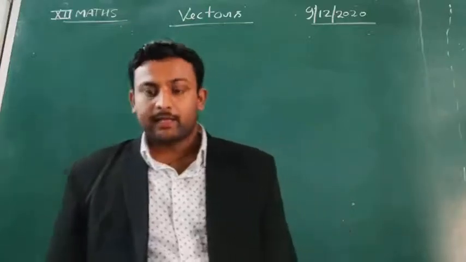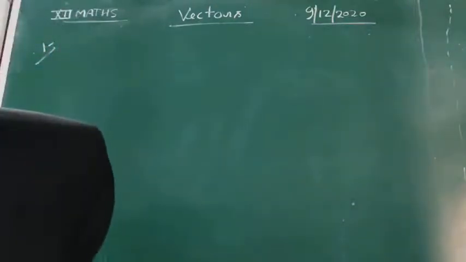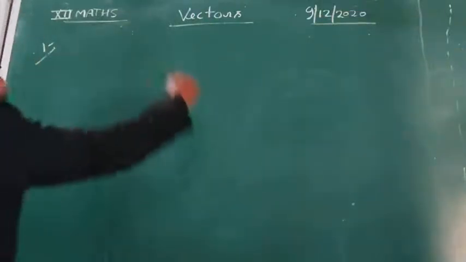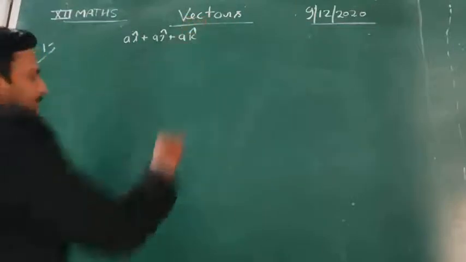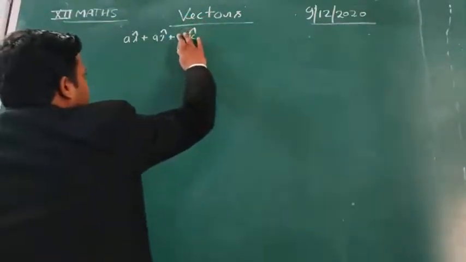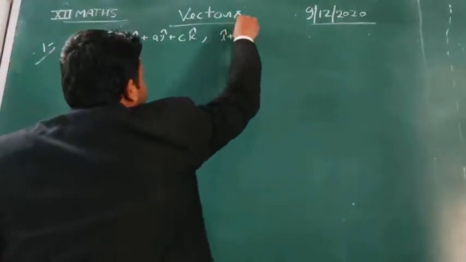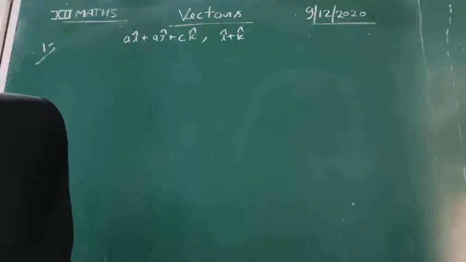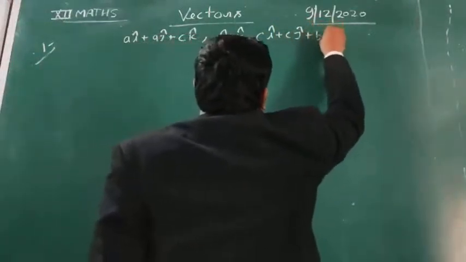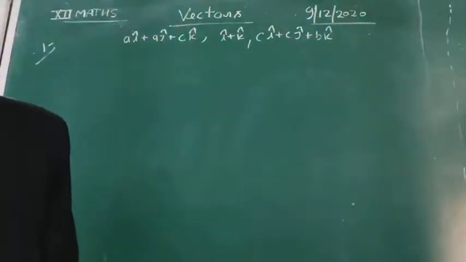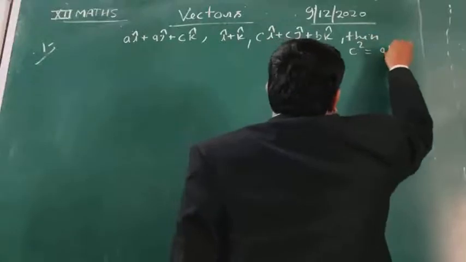Okay. So the first question is: if the vectors ai plus aj plus ck, comma, i plus k, and ci, cj plus bk are coplanar, then show that c square is equal to ab.